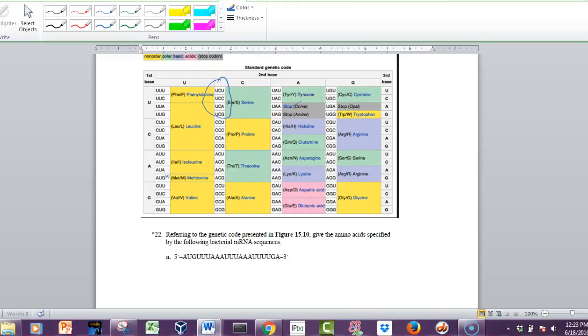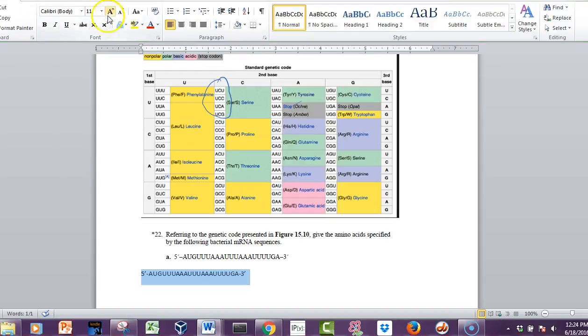I'm going to rewrite this so I can manipulate it a little bit. So AUG, UUU, this is an easy one, AAA, UUU, AAA, UUUUGA. By easy, I mean that because it's UUU and AAA, I actually know what some of those are off the top of my head. So you guys should have a decent amount of practice already translating this, but the more practice the better.